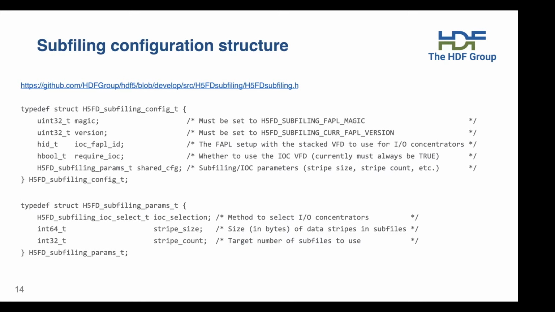But the last field, the shared config, is the more interesting part. It's where you set the actual subfiling parameters. So there's this IOC selection field, and that's how you can tell the subfiling VFD the way to select MPI ranks as IO concentrators. And then there's the stripe size, which is the size in bytes of the data stripes, and then the stripe count, which is the target number of subfiles that you want to use. The next slide.